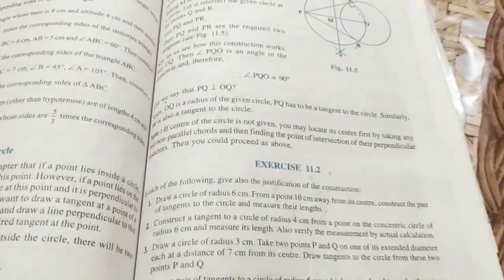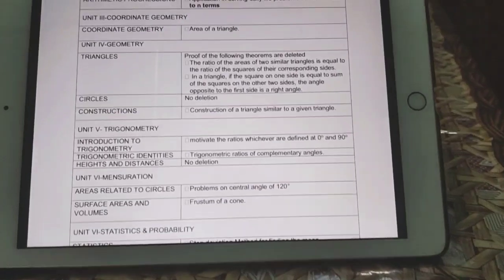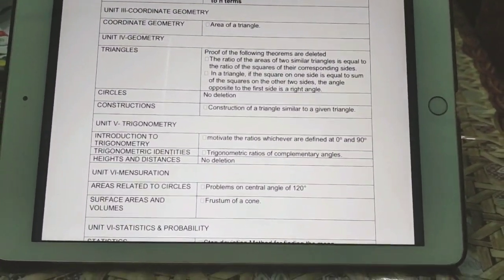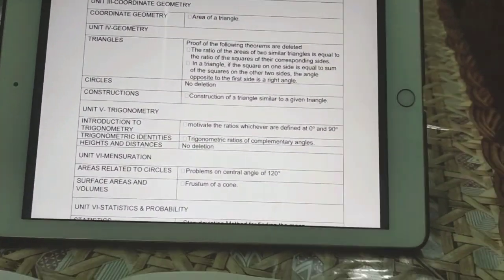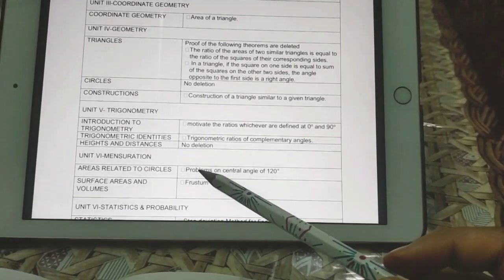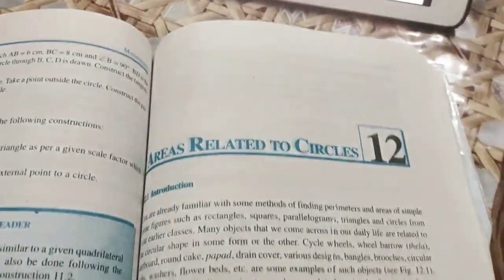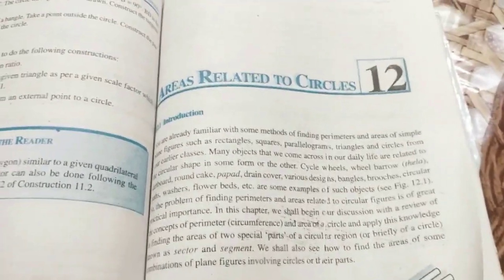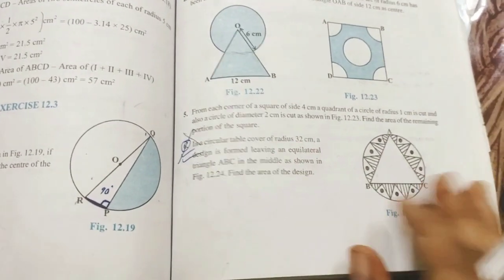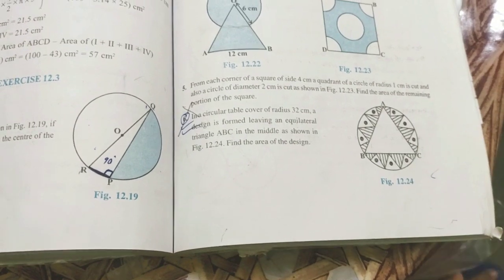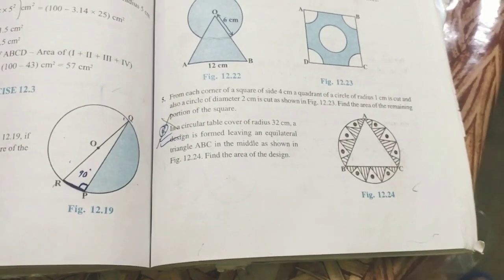Okay, next one is chapter number 12, that is problems on central angle, area related to circles. So problems related to this only have been removed. Only one question is there I think, that is in 12.3, question number 6. This question has been removed, and questions of this type in which 120 degrees and everything is mentioned have been removed.